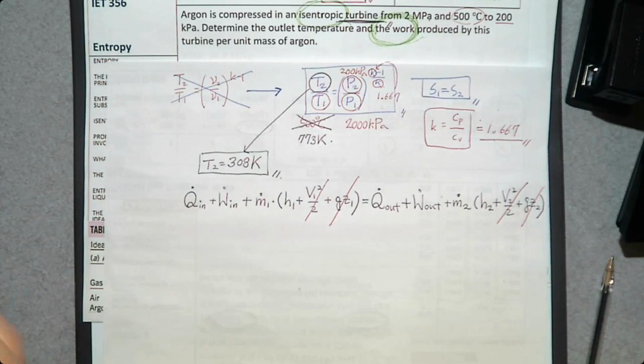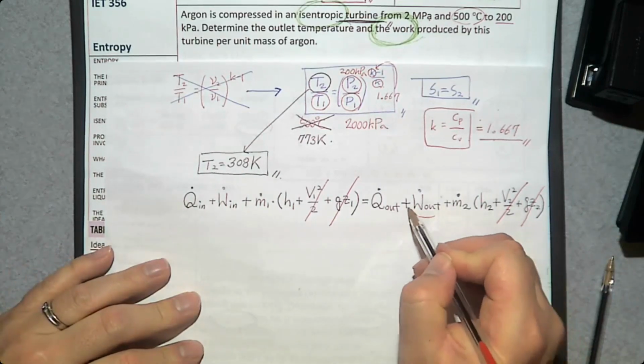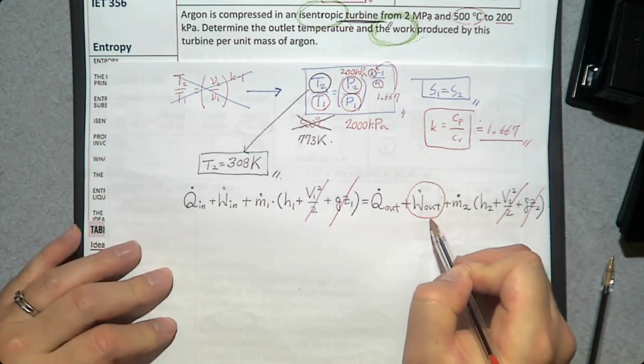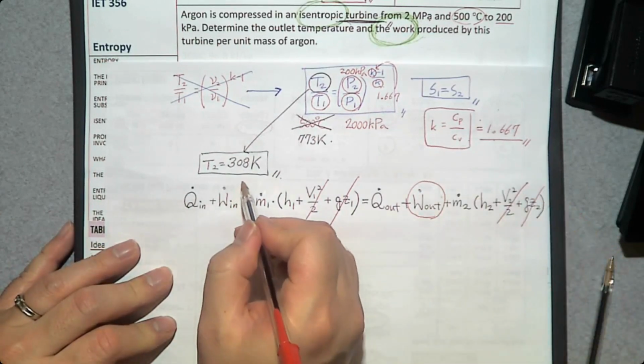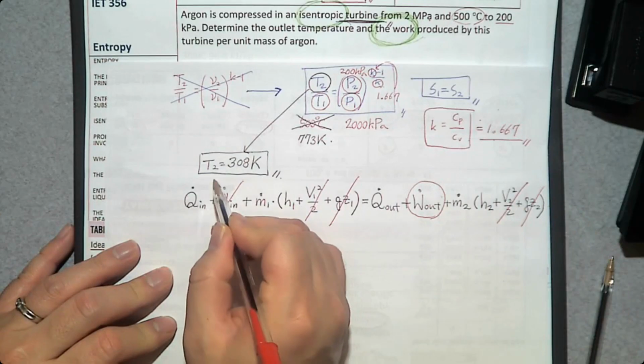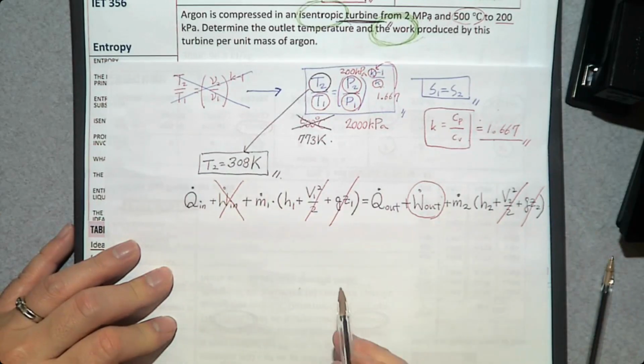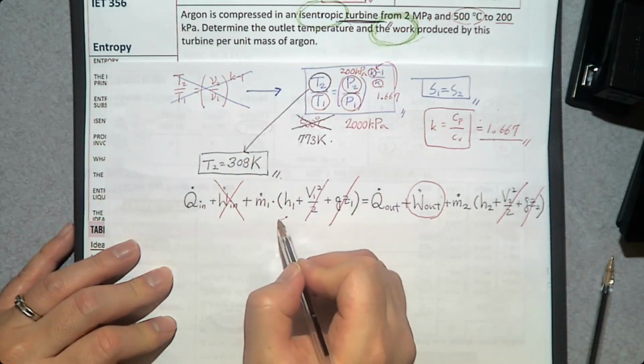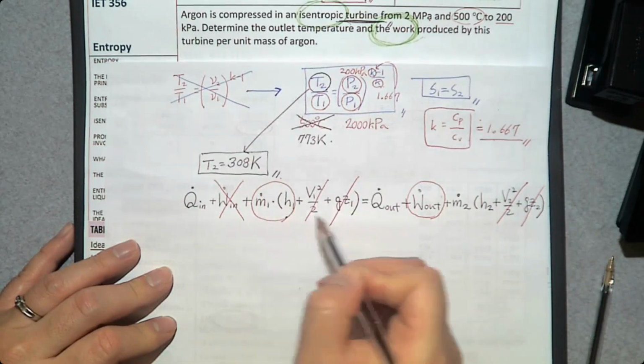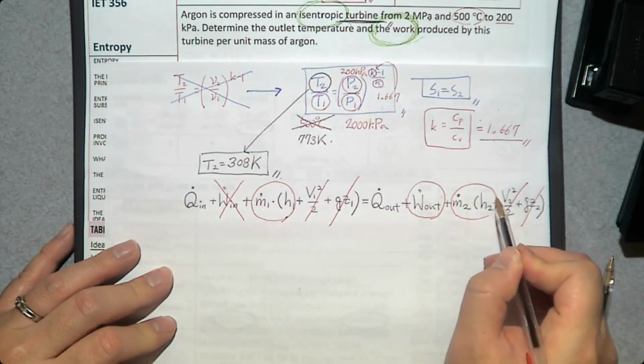Then this is a turbine. It produces power. So we have this power produced. And does a turbine consume any power? No. So you neglect that. So we have a rate of enthalpy at the inlet, the rate of enthalpy at the exit.